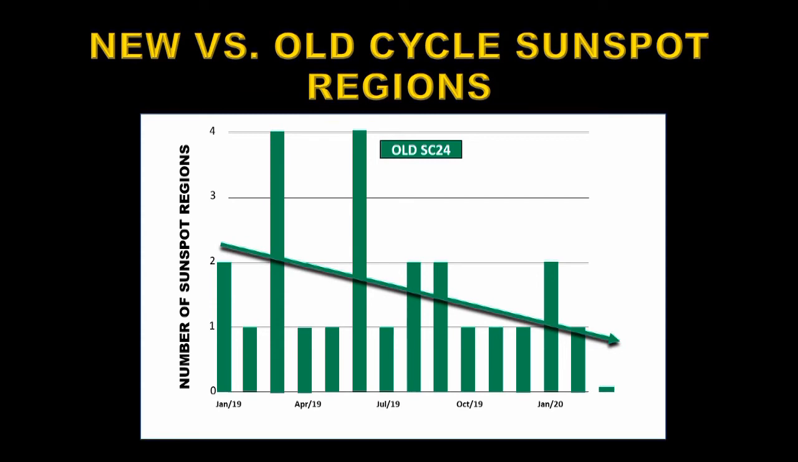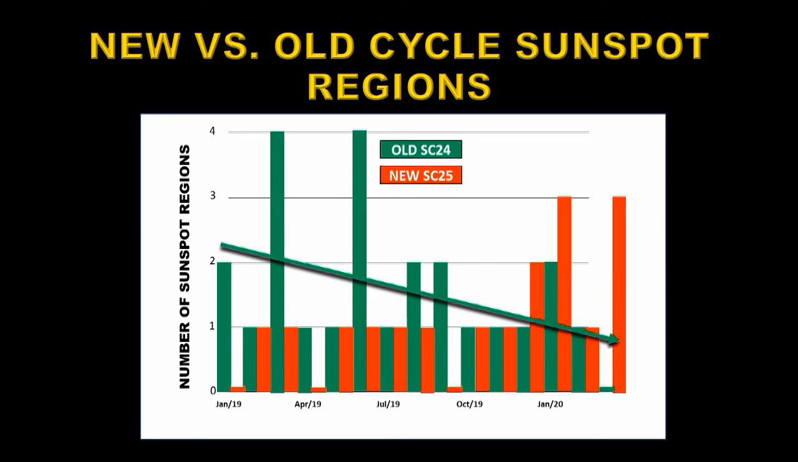Now let's take a look at the trend for solar cycle 25. Here I've marked them in red. In the beginning part of 2019, there were relatively few solar cycle 25 regions. In the middle part of the year, the numbers started to increase a little bit, but in the last few months it's increased quite significantly. So we have the opposite trend in solar cycle 25.